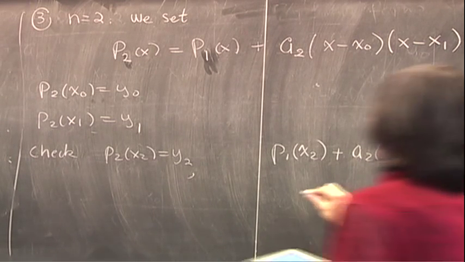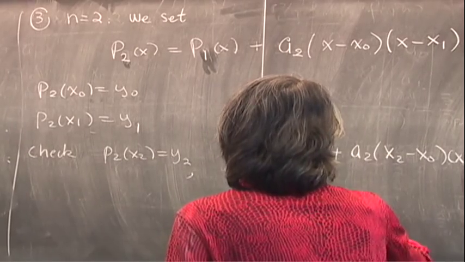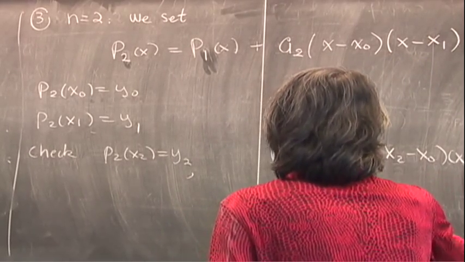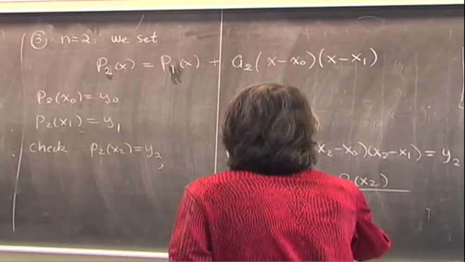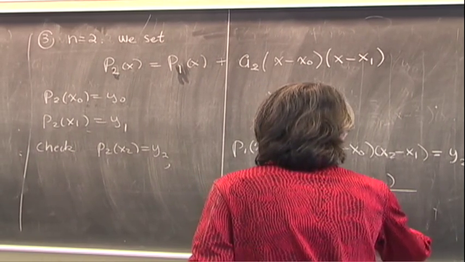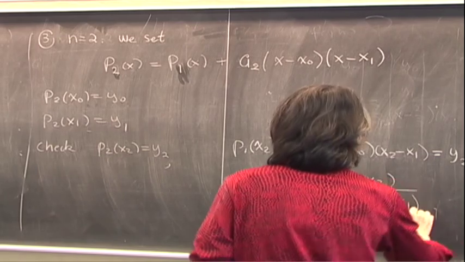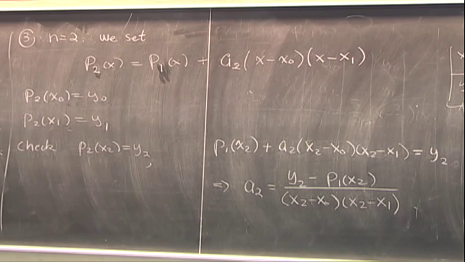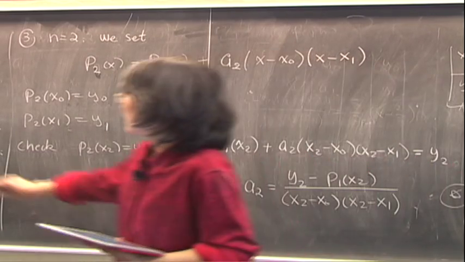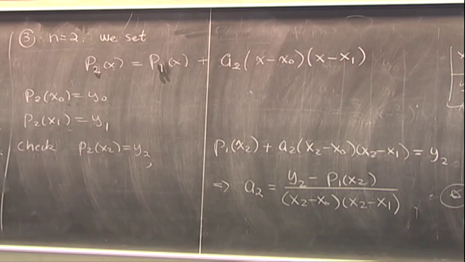Everything's given. A2 is the only unknown, so I can write out A2 would be y2 minus p1 of x2 over x2 minus x0, x2 minus x1. That A2 will do the job. Is that right? Okay, so we'll stop here, because right now, looking at the expression for A2 and the expression for A1, I don't see really a pattern. We'll have to manipulate the expression to get the iterative property, which we'll cover next time. Okay?